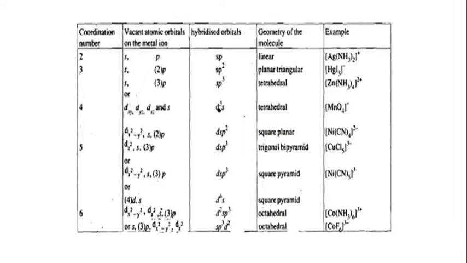So this is the table showing you the coordination number, the atomic orbitals utilized, the hybridized orbitals formed, and the geometry of the molecule, along with examples for each coordination number. So for coordination number 2, you have an example. For coordination number 3, you have the examples. For coordination number 4, the examples are given. So you can see the examples of different coordination numbers and their geometry and the hybridized orbitals and the atomic orbitals involved in the hybridization.